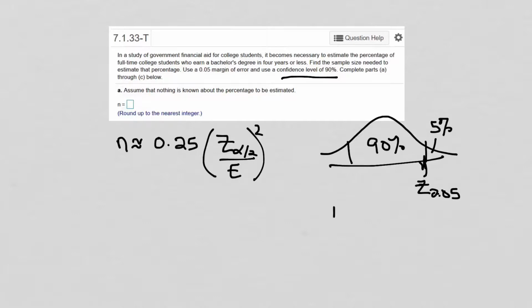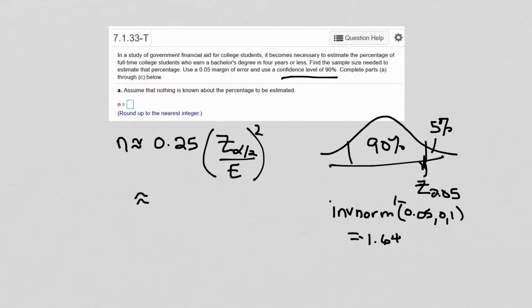I can do that in the calculator by finding inverse norm 0.05, 0, 1. And that gives me 1.64. I actually cheated because it's really 1 minus 0.05. But if you just do inverse norm of 0.05, it'll give you negative 1.64. And honestly, it doesn't matter because you're going to square it anyhow.